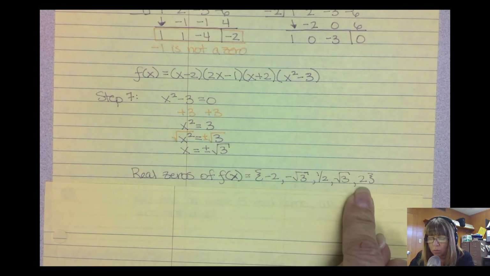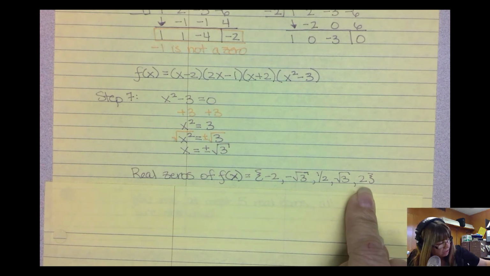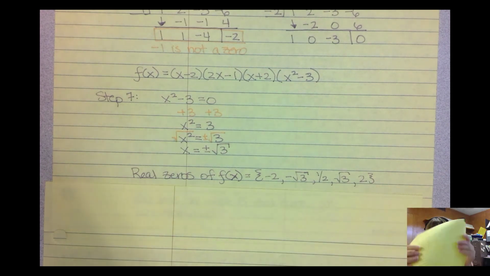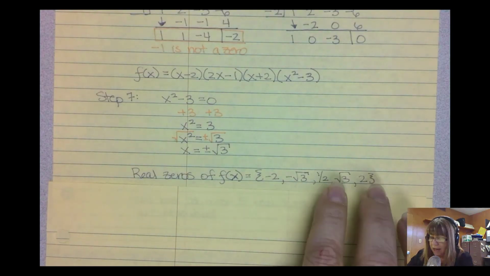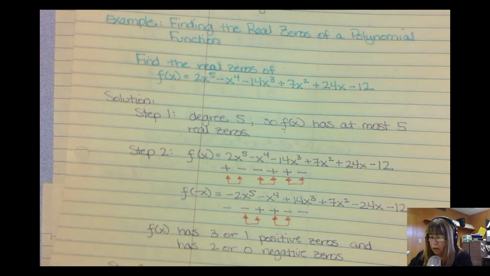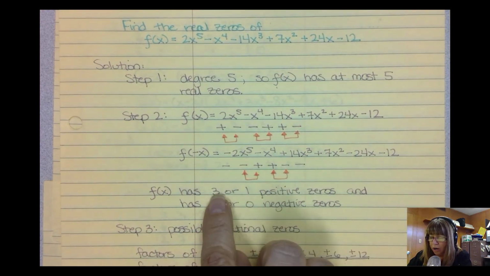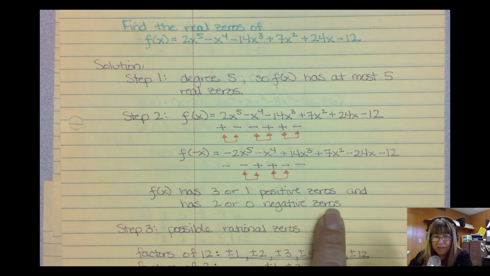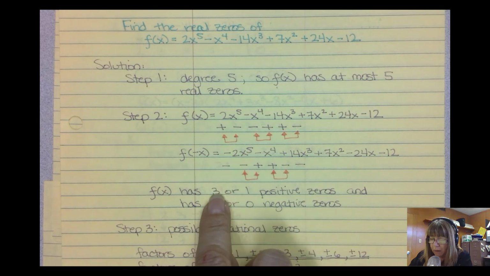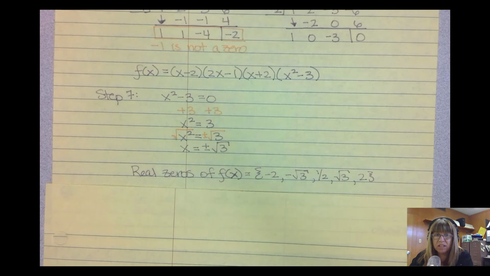And I just want to roll back to one thing that we talked about in the very beginning, which was the real zeros. Now we have 2 negatives and 3 positives. And lo and behold, our options were either 3 or 1 positive, 2 or 0 negatives. And indeed, we found 3 positives and 2 negatives for a total of 5 real zeros. So it's kind of cool that that really gives us a hint as to where we're going.